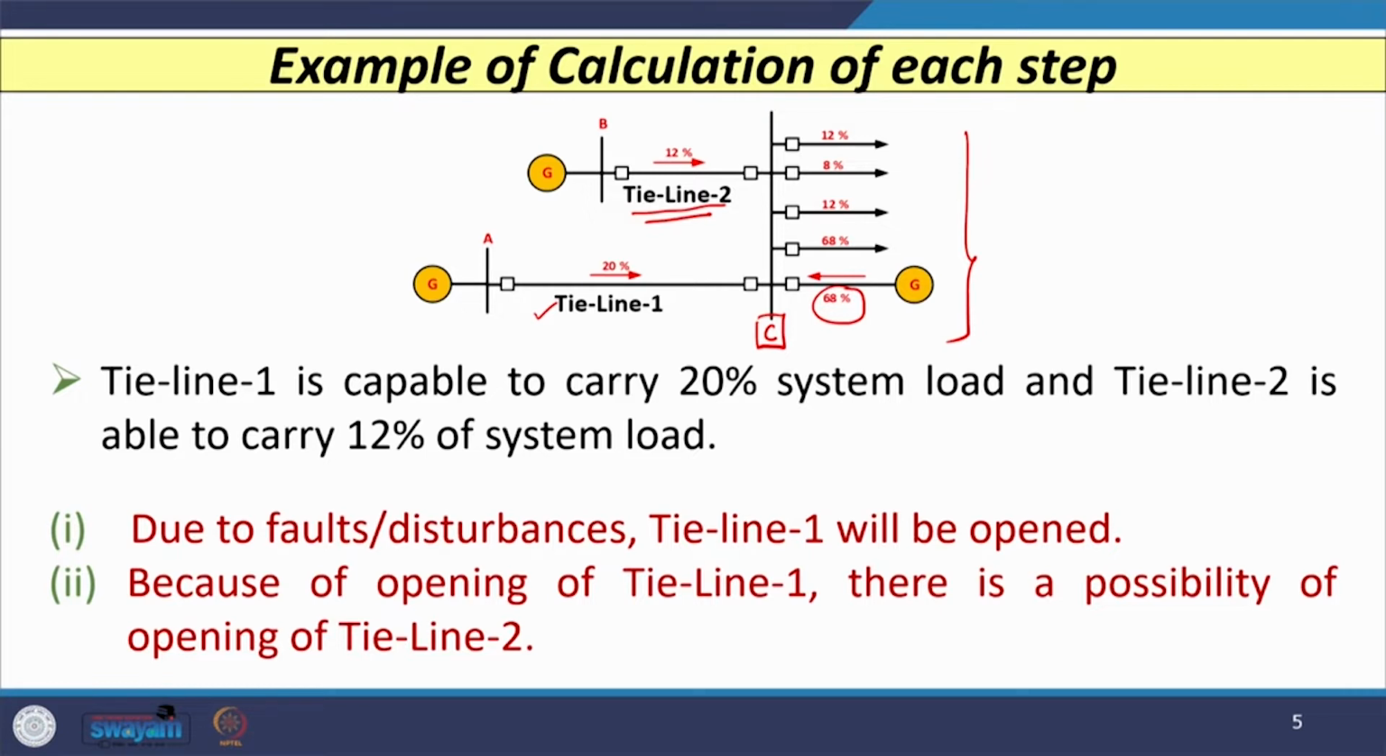Now, in this situation it is possible that because of a fault, let us say on tie line 1, or some disturbances or abnormal conditions, tie line 1 may trip. So, if tie line 1 is tripped, then because of this tripping it is possible that the next consequence is the tripping of the other tie line 2 also. So, if tie line 1 is tripped, or if tie line 2 is tripped, or both trip, then we want to discuss how the load on these feeders is to be shed.